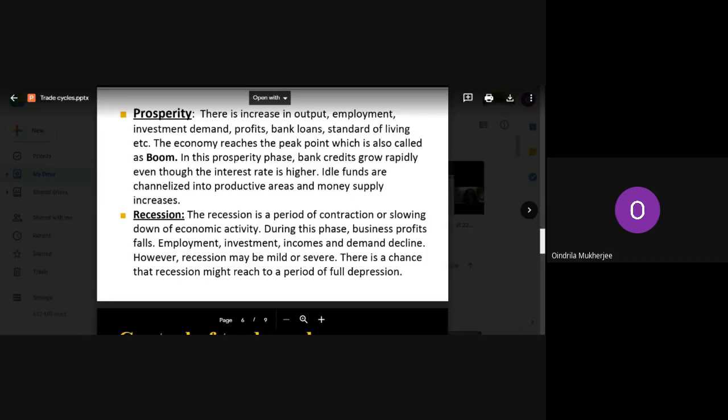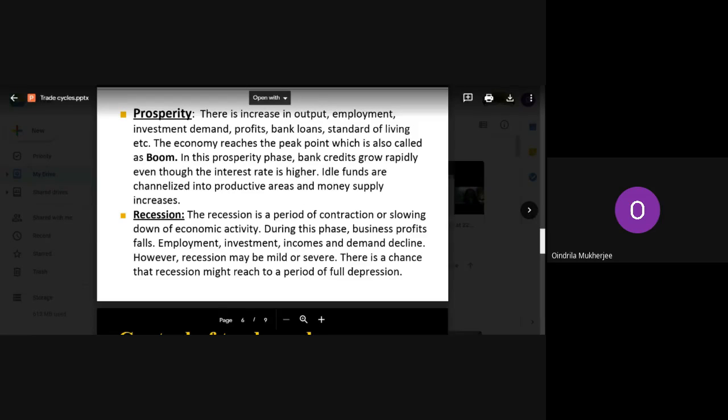Production will start falling down. Investment will fall down. Consumption will start falling down. Income will fall, and employment opportunities will be lessened. All such problems come when the initial decline in economic activities starts happening, and that downfall we call the recessionary stage.